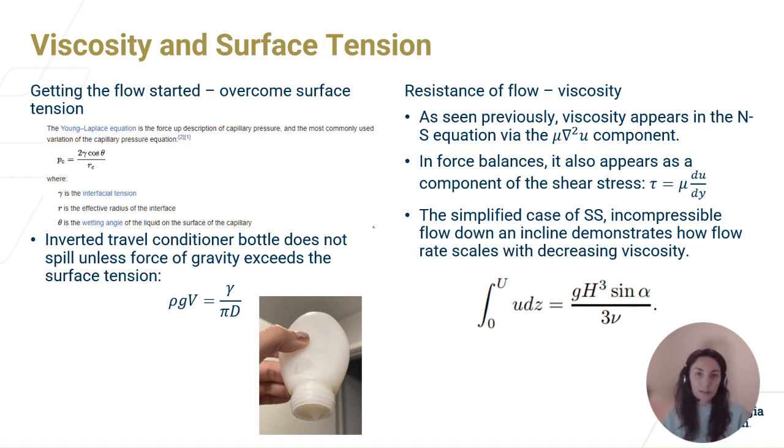Once your flow starts, you then have the resistance of flow through viscosity. So I have a simple equation demonstrated on the right-hand side for flow going down an inclined plane. So this shows us very simply how flow decreases with increased viscosity. You might have seen this if you've ever taken a honey bottle and you flipped it upside down and it takes a super long time to drip to the bottom to be able to squeeze out.